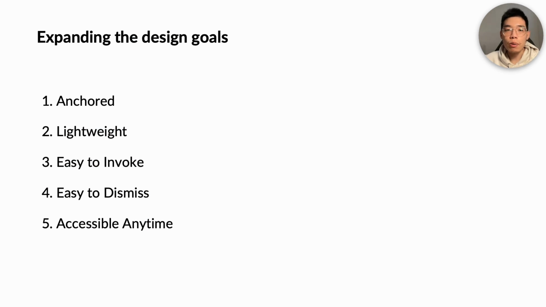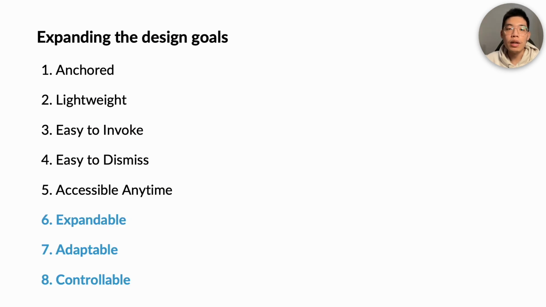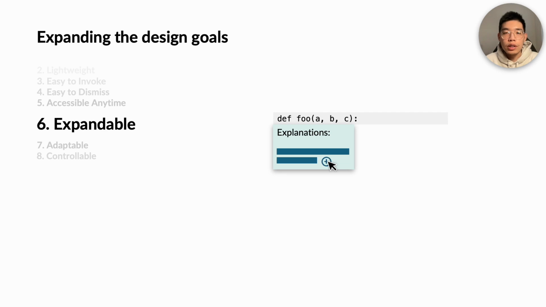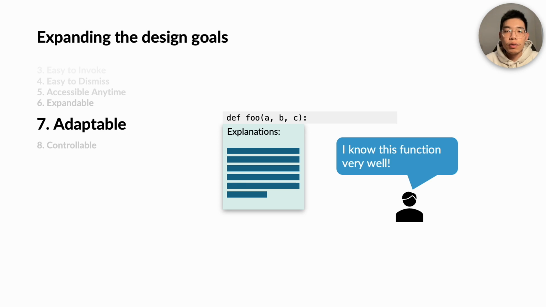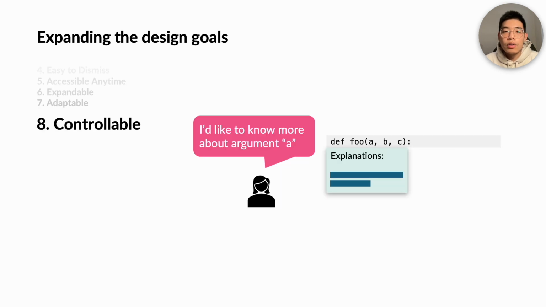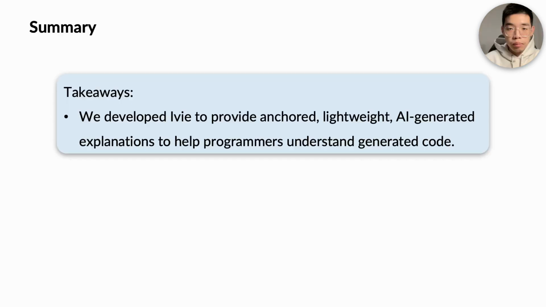Going back to our design goals from before, participants suggested 3 additional extensions to Ivie. Specifically, some wished for the ability to expand the explanation with more details. Others wanted explanations to be adapted to them. For instance, if they knew the expressions that were being explained, they thought they may prefer less explanation. And others wanted a new way of controlling explanations. For instance, perhaps they could be allowed to select specific expressions to see explanations for them. This was seen as a desirable extension to Ivie.